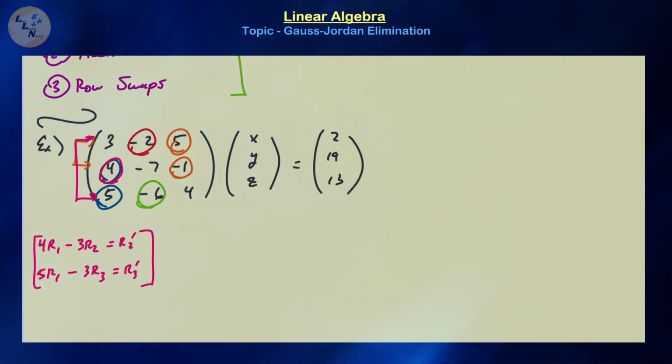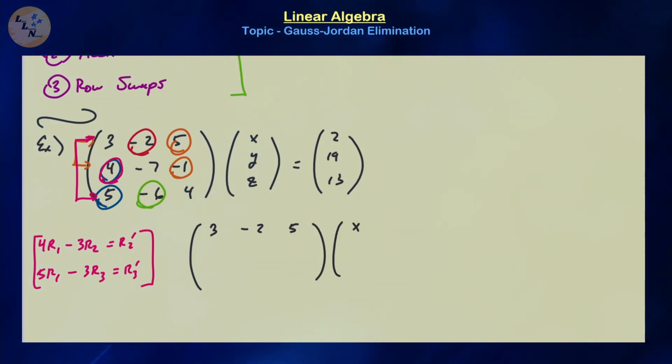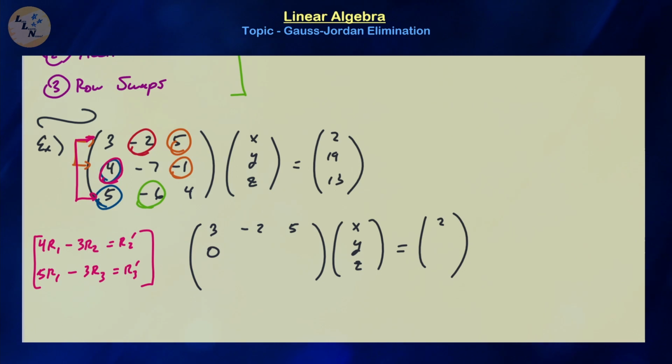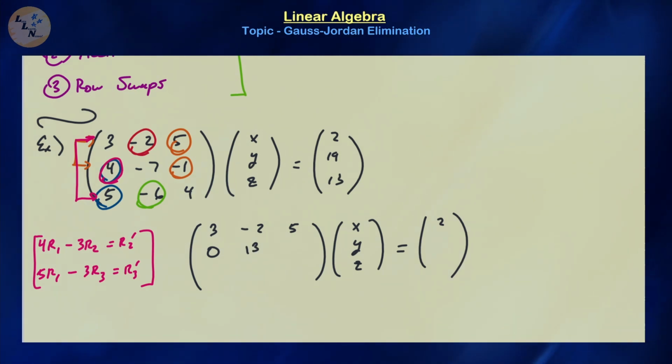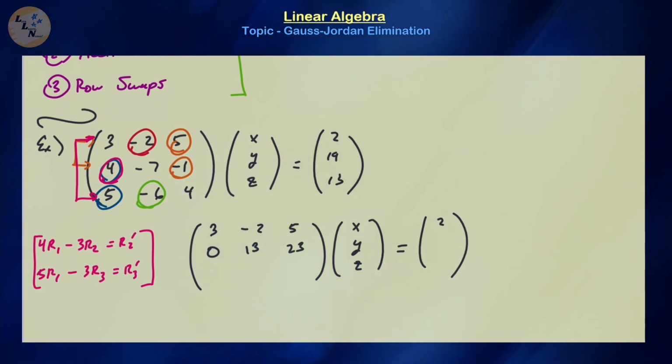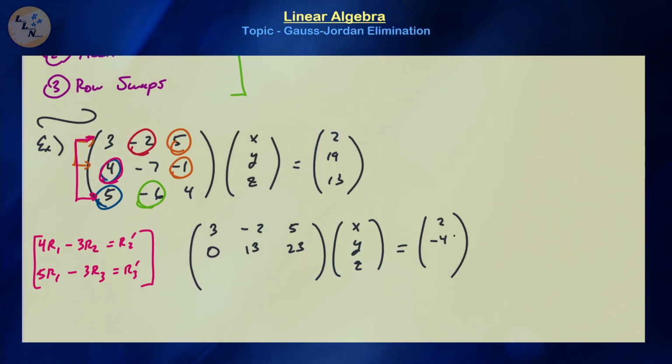So what is that going to give me? I'm not going to be changing my first row, so I'm still going to have 3, minus 2, 5 times x, y, z equal to 2. Now that's going to be equal to 0 by design, and what am I going to have in the other rows? I'm going to have 4 times minus 2 minus 3 times minus 7, that's going to come out to 13. 4 times 5 minus 3 times minus 1, that's going to give us 23. And then 4 times 2 minus 3 times 19, that's going to give us minus 49.